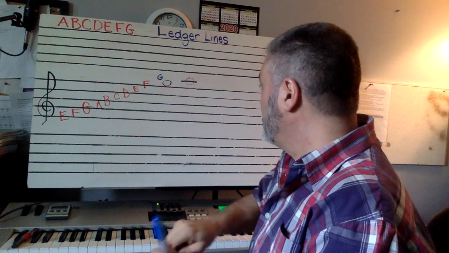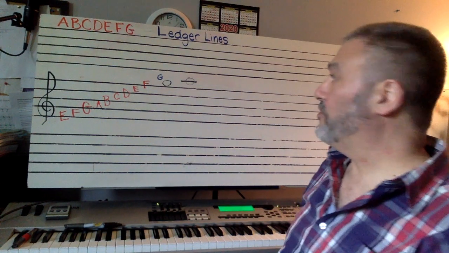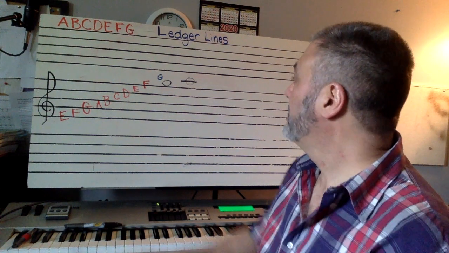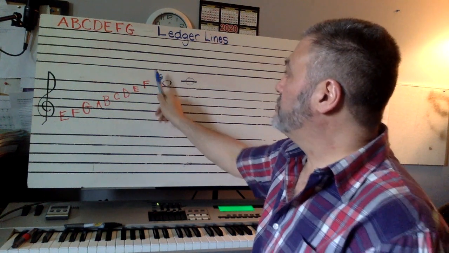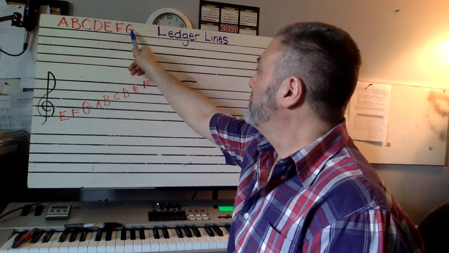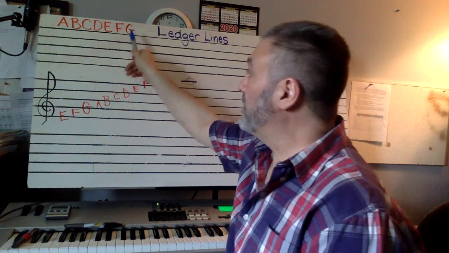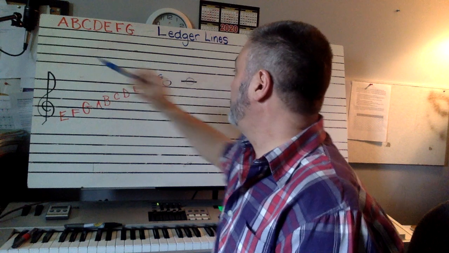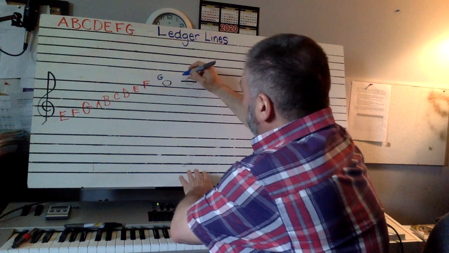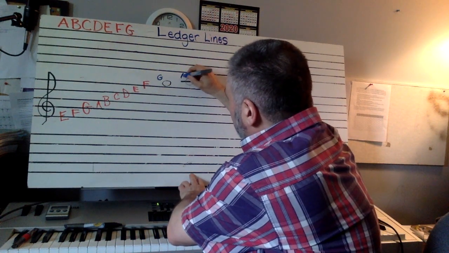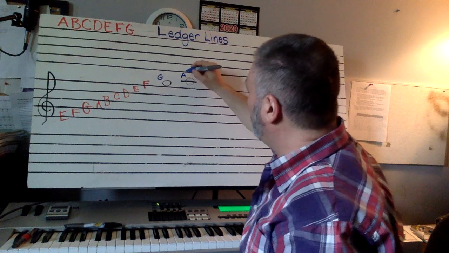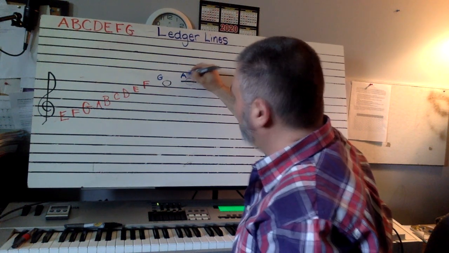And so now to name it, I need to go back to my musical alphabet. Our last note that we had was G. There it is there. So I said when you run out of letters, you got to go back to the beginning. So our first ledger line is A. And we could go higher than that, which we're going to do.